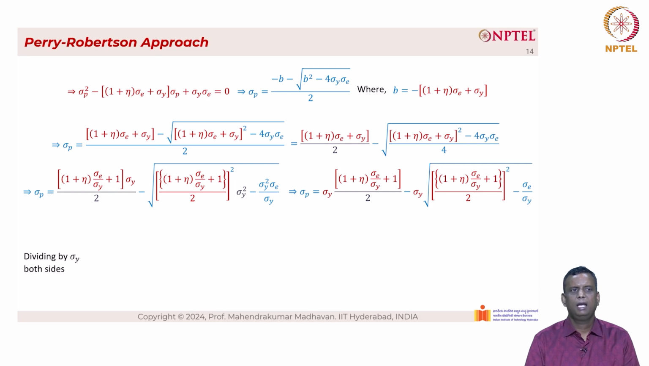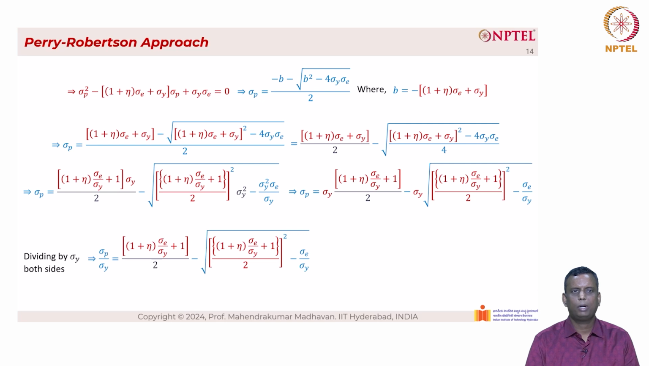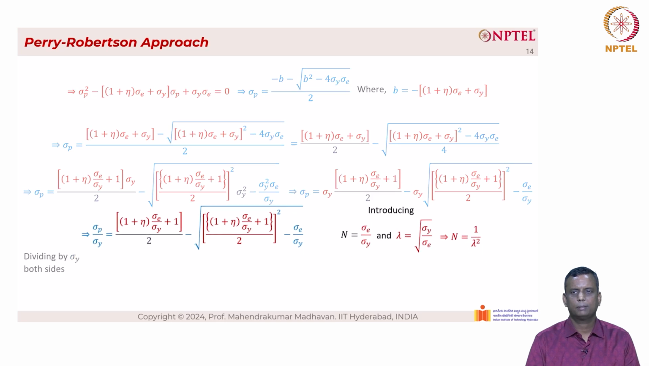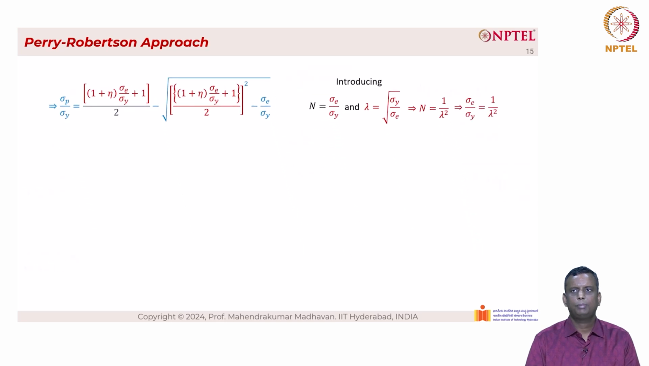And dividing the entire equation by σ_y on both sides, we have σ_P/σ_y equal to [(1 + η)σ_E/σ_y + 1]/2 minus the root of [((1 + η)σ_E/σ_y + 1)/2] the whole square minus σ_E/σ_y. Introducing the terms n equal to σ_E/σ_y and λ equal to the root of σ_y/σ_E, which gives rise to the value n equal to 1/λ², which implies σ_E/σ_y equal to 1/λ².